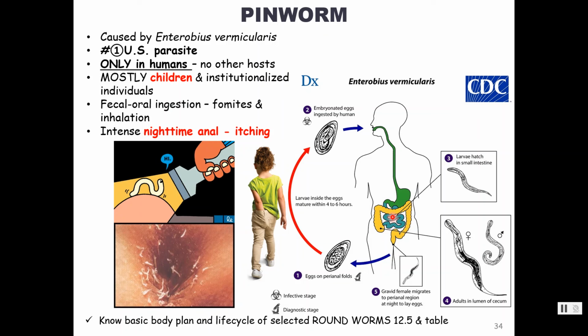And so you have the adults, and these are dioecious, a female and a male. And then what happens is they mate, and then the gravid female, meaning she's got some eggs she wants to release, is going to crawl out of the colon. This is a nice picture of someone's anus, by the way, and these tiny little white things, these are the female pinworms. They tend to migrate at night, and cause intense nighttime anal itching.